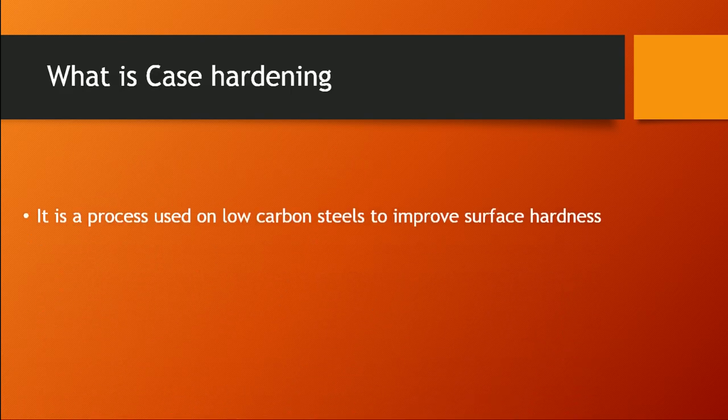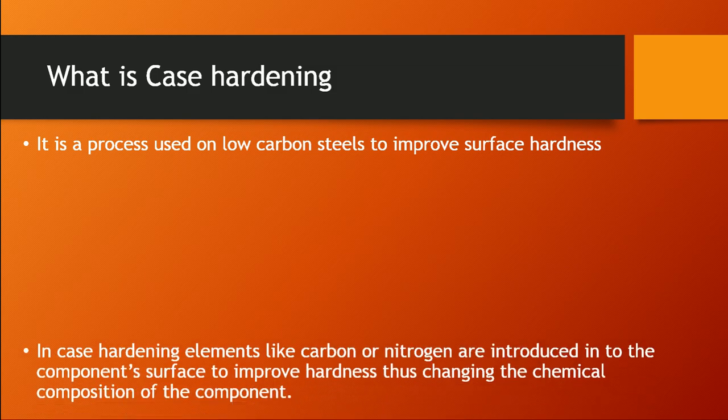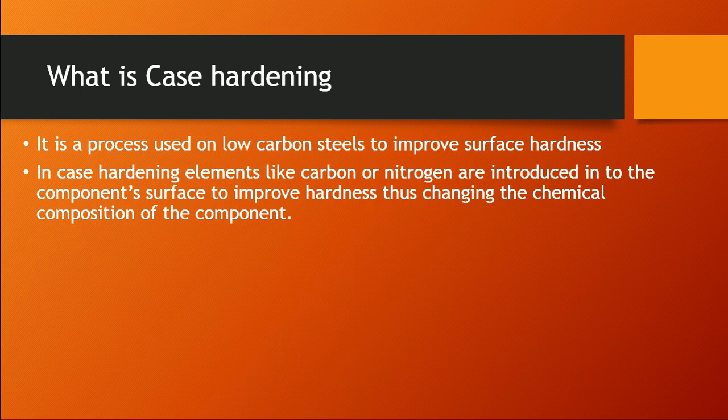Case hardening is a process that is used on low carbon steels to improve surface hardness. In case hardening, elements like carbon or nitrogen or both are introduced into the component's surface to improve hardness, thus changing the chemical composition of the component. So the first and fundamental thing to remember in case hardening is that the chemical composition of the component is getting altered.